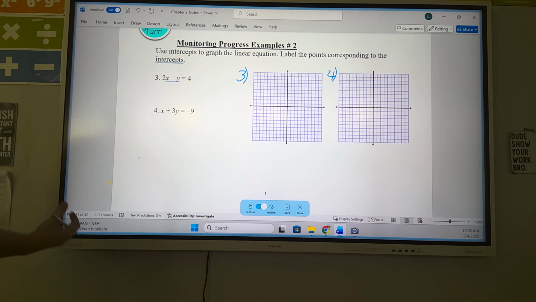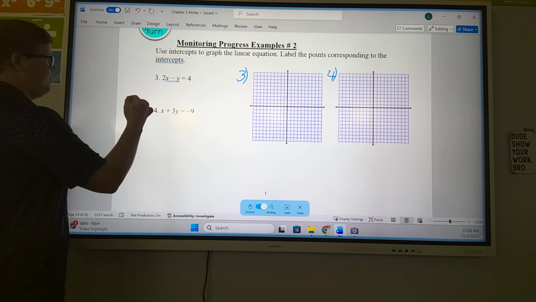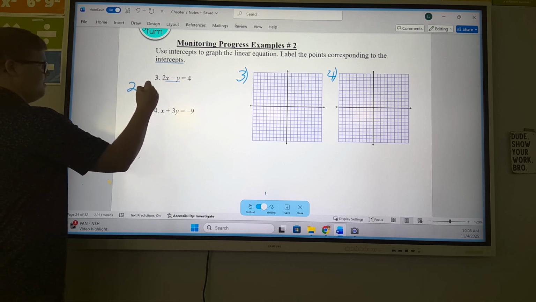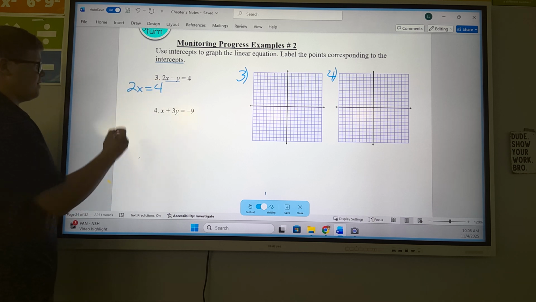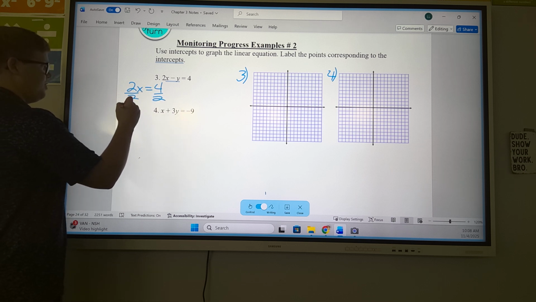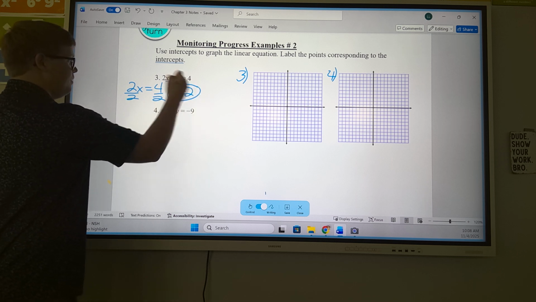Okay, hopefully you've done that already. To find our x-intercept in number 3, all we have to do is put 0 in for y. So we have 2x equals 4. To solve for x, we divide by 2. Our x-intercept in this situation is 2.